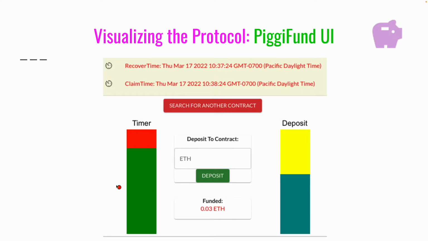On the left, we have a visualization of the timer. The top region of this bar represents when the contract was deployed. The bottom represents when claim time begins, with this green bar decreasing in size as we tick down towards claim time. The circle on the left here represents the region for when recover time begins. When recover time begins, this circle will turn green, as well as the text up in the UI to signal to the potential campaign donor what period of time they're in within a PiggyFund contract.